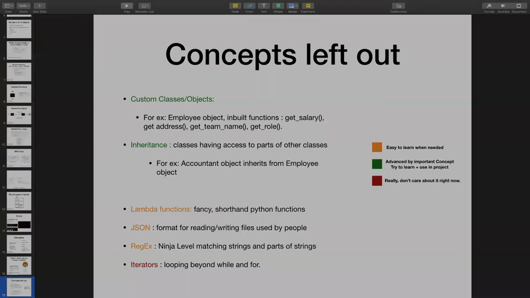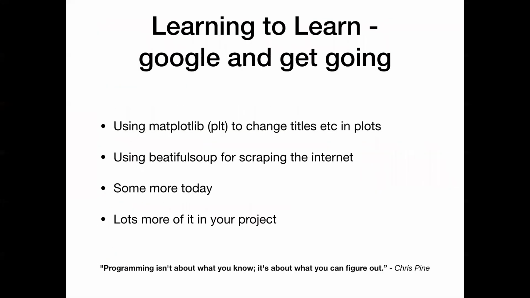So yeah, what I'm going to do quickly is, we talked a lot about learning to learn, Googling stuff and getting things going and getting it done. It's not about what you know, it's about what you can figure out and how you can get it done. We saw an example of using matplotlib to change titles. That was an exercise. You guys did it.